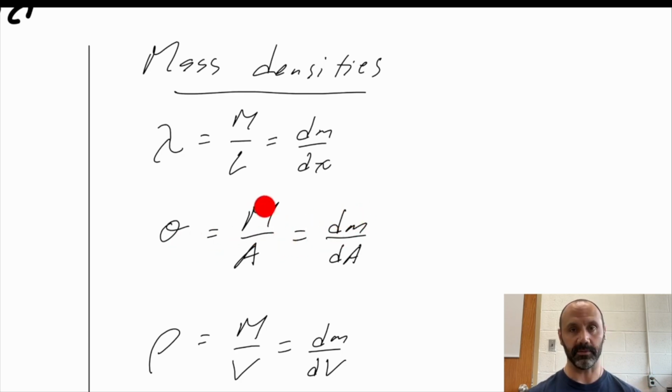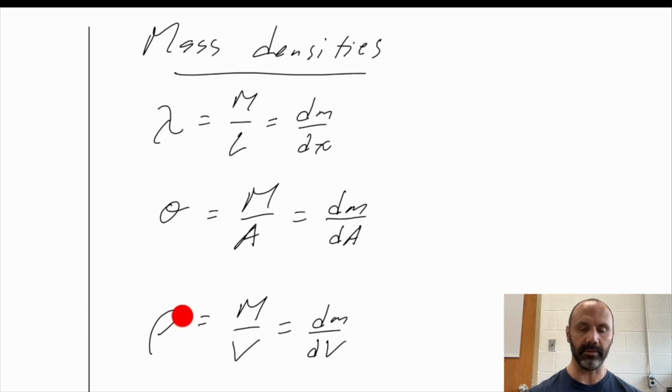So it's how much mass there is per every section of area, or dm/dA. And then rho is what we normally think of as density. It's how much mass there is per volume. And then the calculus version would be dm/dV.